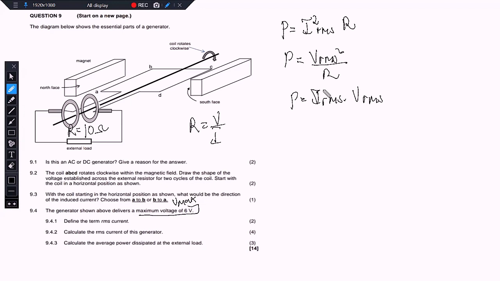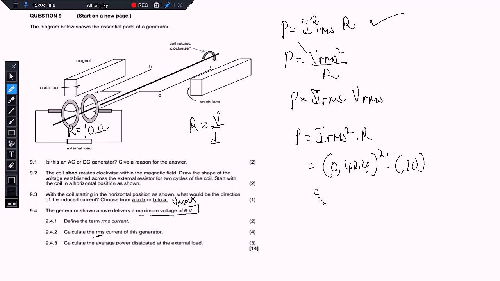Then given the fact that we have all of this, right, we do have the IRMS, we do have the resistance, we can choose any formula that we want to work with, right? So I'm just going to go with the first formula there because I just calculated the RMS current. And then I will say IRMS squared times R. So the IRMS is 0.424, and then square that. Then the resistance we said is 10. So when we multiply there, we will get 1.8 watts.